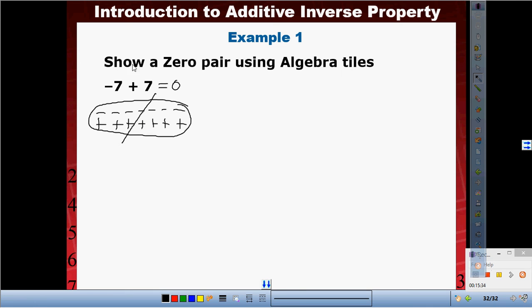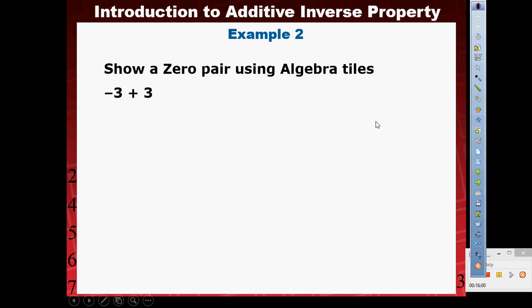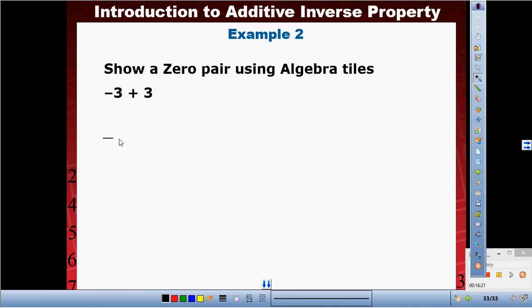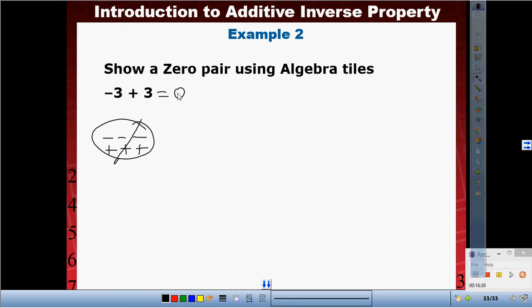So example 2, you don't need to copy the instructions anymore. It's the same instructions. So clear your desk from those tiles, and then I want you to do example number 2. Example number 2 reads, show a zero pair using algebra tiles, negative 3 plus 3. So put those tiles in front of you. Then from there you're going to draw the picture here, and cancel out any zero pairs. Copy that, go. Alright, so your picture should look like this. 1, 2, 3, 1, 2, 3, you circle this, and that is equal to 0. Hands up if you got that.